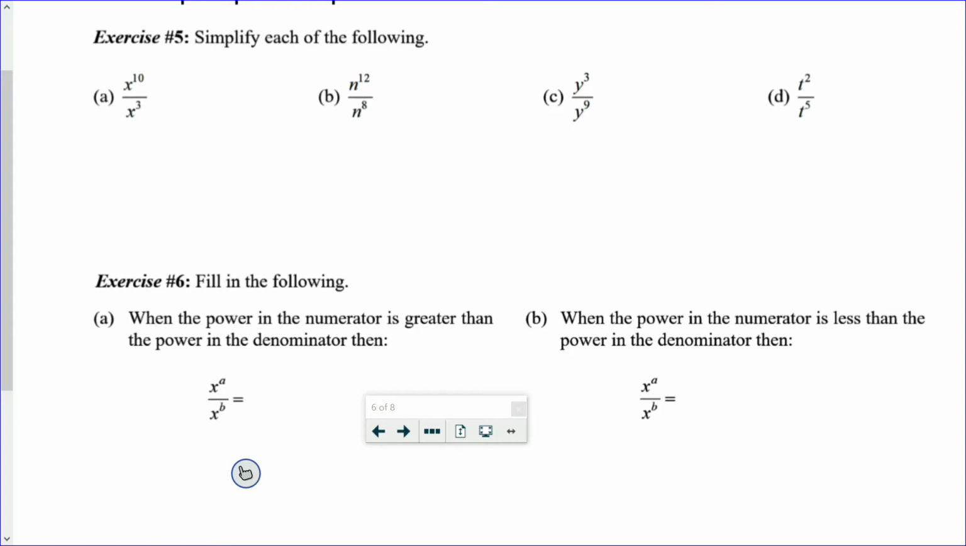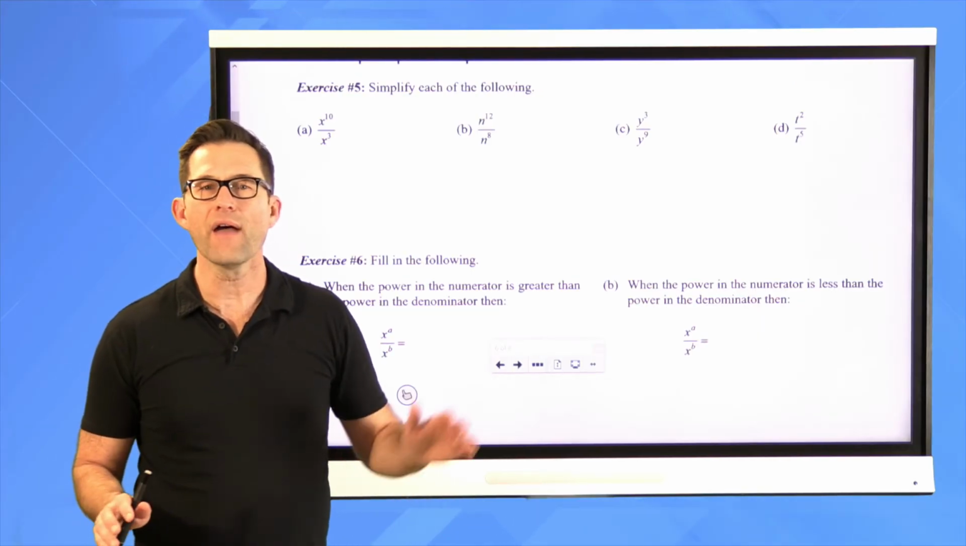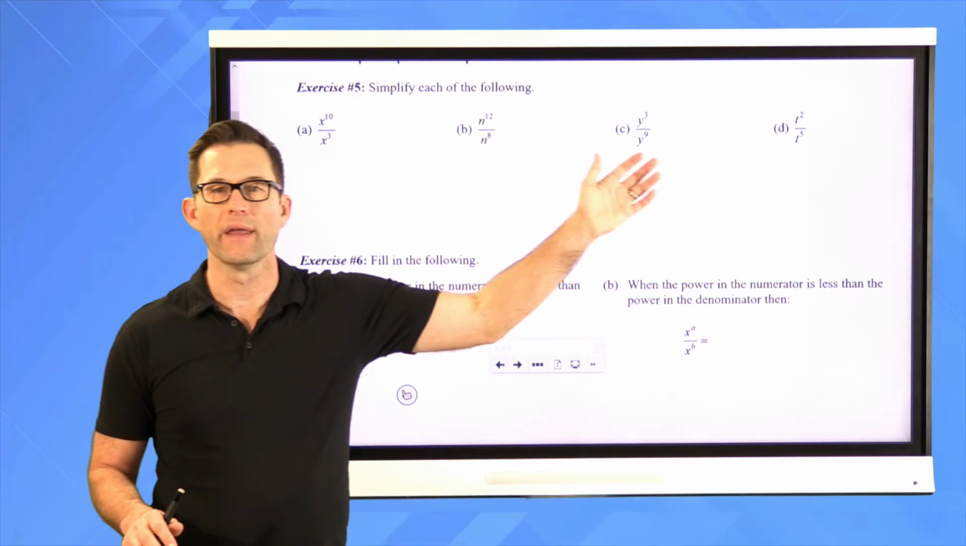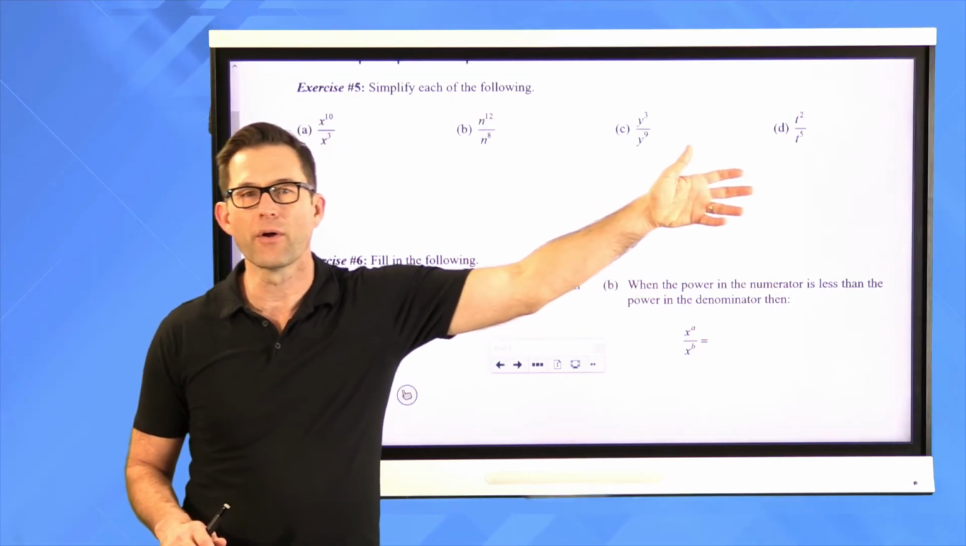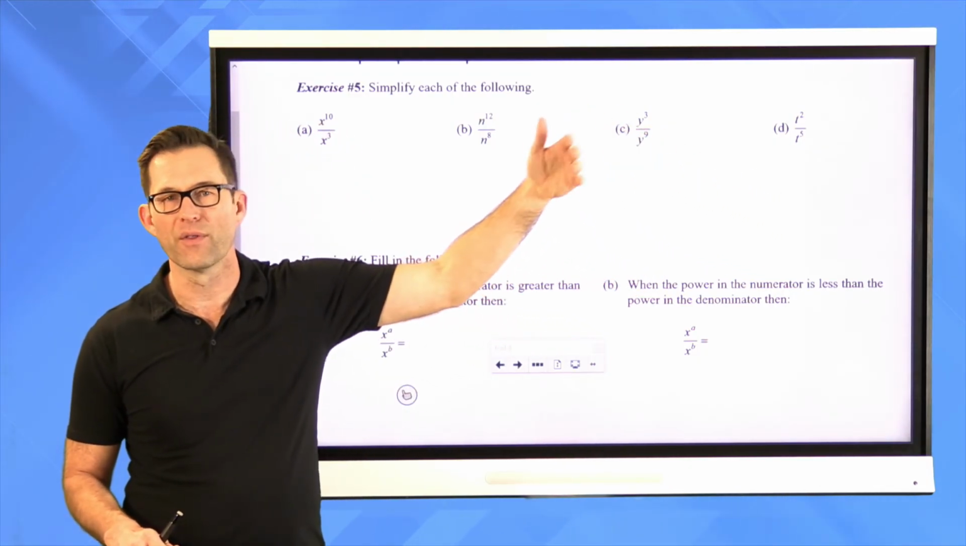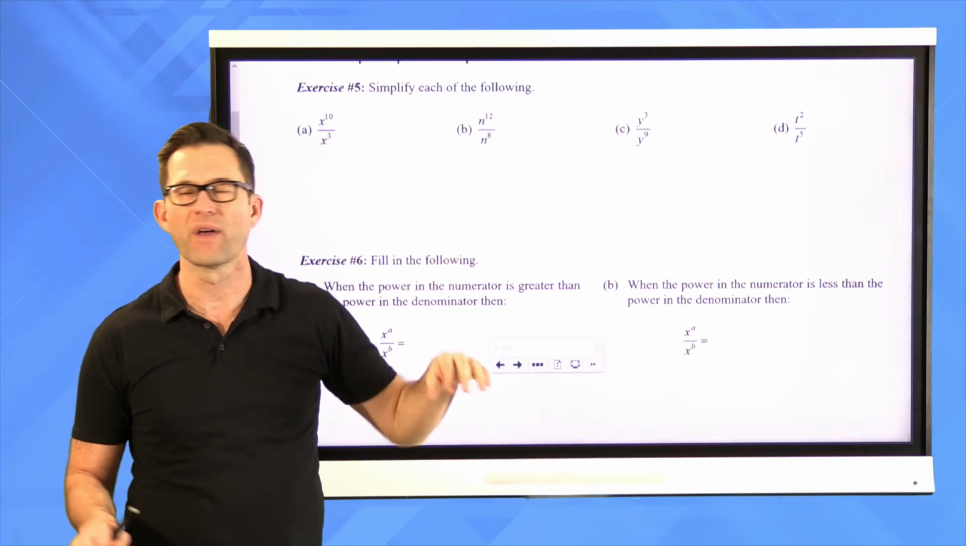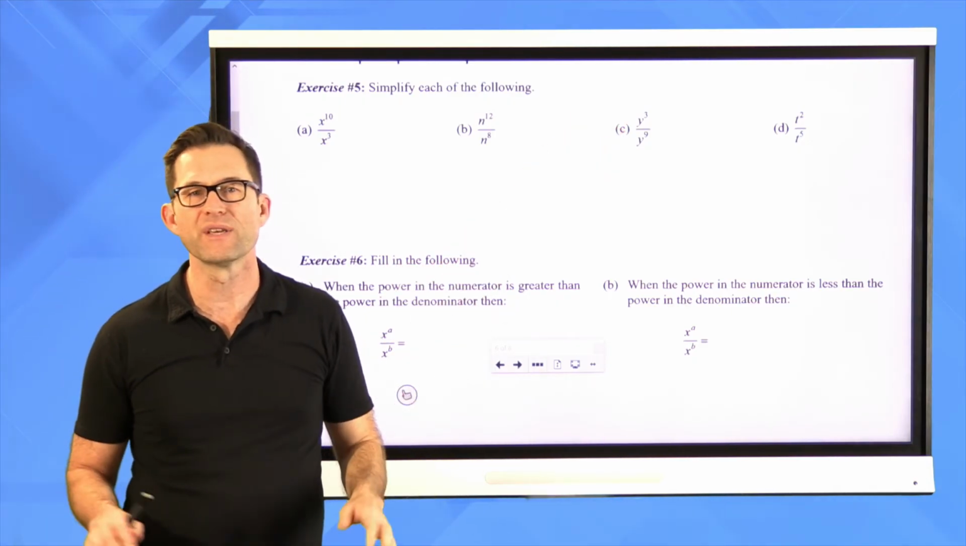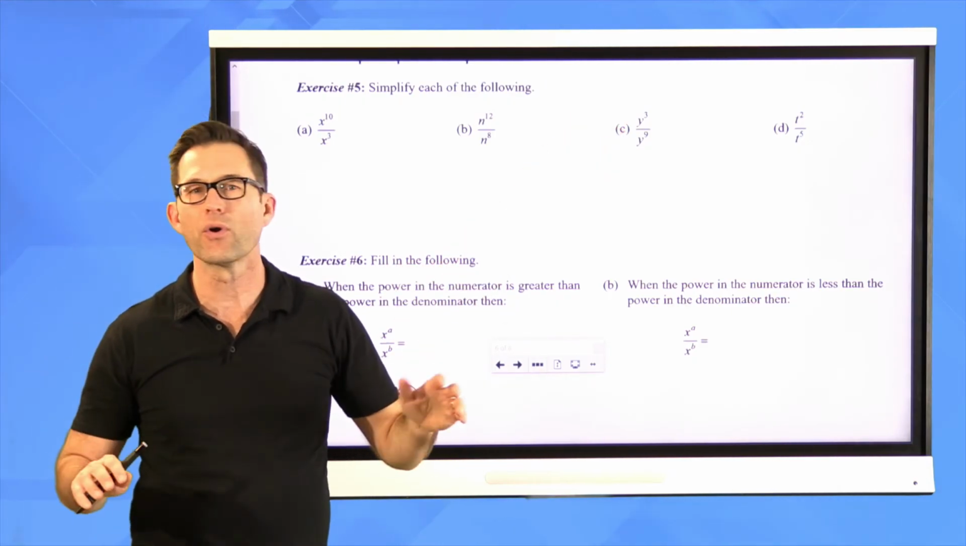Now, before we go ahead and do that, I want you to take a look. Every one of these situations, we've just got the same variable raised to a power over the same variable raised to a power. We've got no other numerical numbers in there. We don't have 5x to the third, etc.